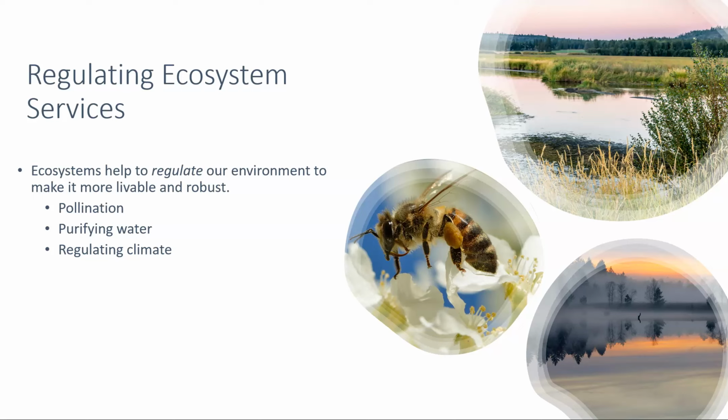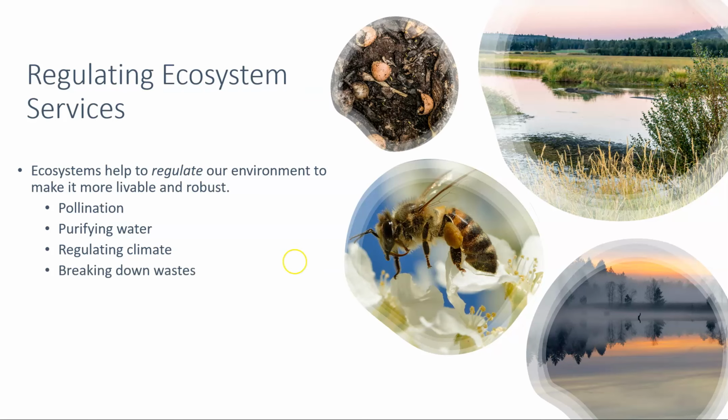All right. So all of these examples are examples of ecosystems regulating our natural system to make it more livable. Breaking down waste is hugely important. Bacteria and fungus, having an abundance of those, helps wastes break down and helps that nutrient cycling process.